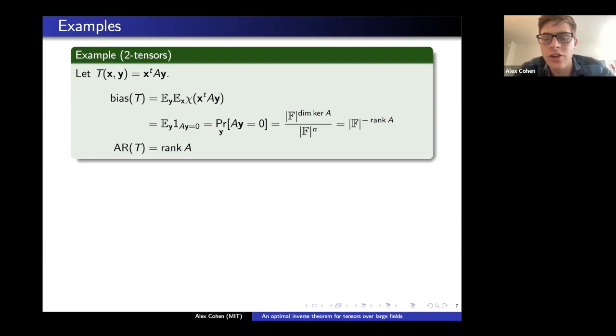And so, right, you can just compute this as its size of F to the negative rank of A. And after taking the negative log of the bias, we get that the analytic rank of the tensor T is equal to the rank of the matrix A. Okay, does that calculation make sense?